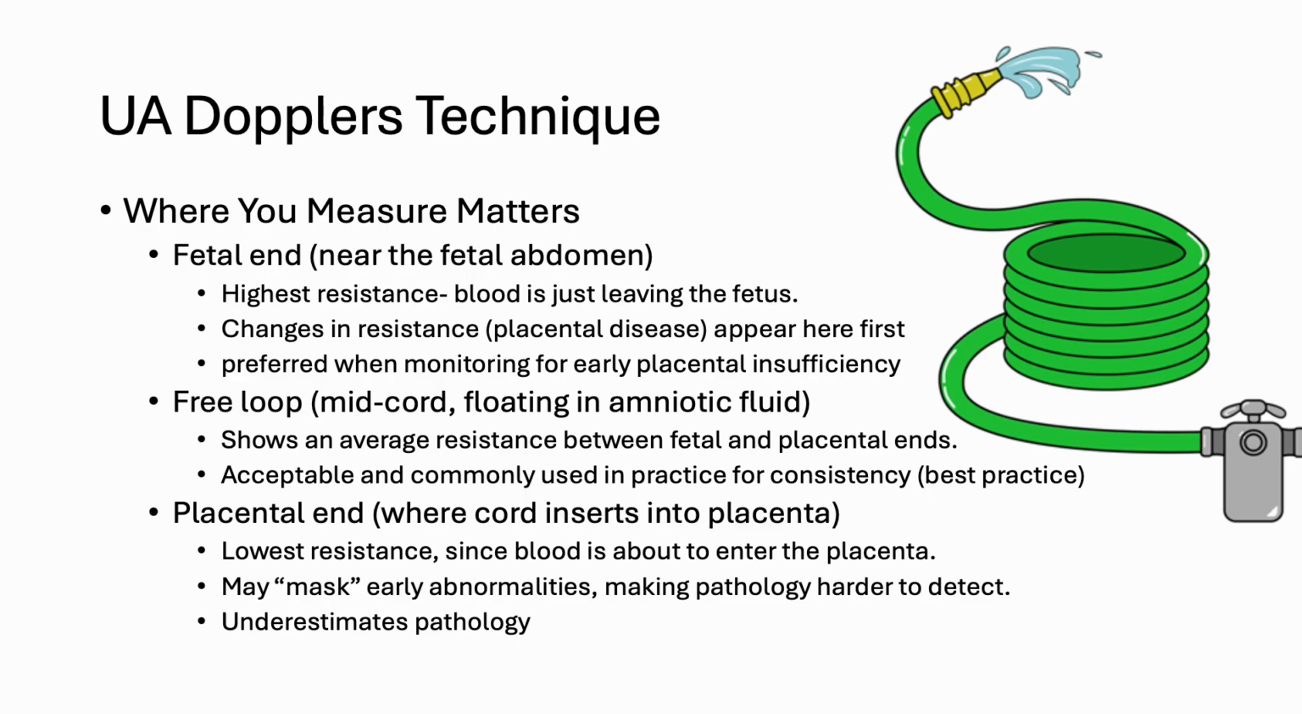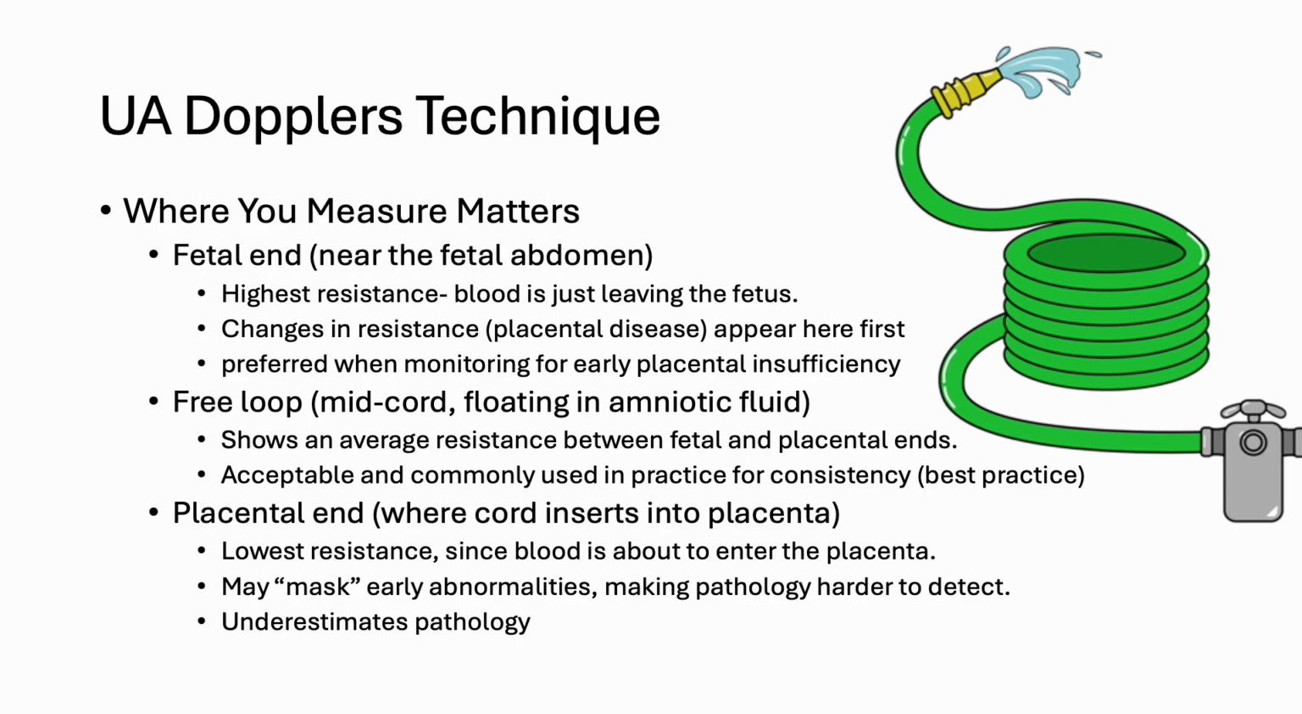But this is not typically where we would monitor the UA Dopplers. Then we have the free loop, or mid-cord, which we would want to find floating in the amniotic fluid. This shows the average resistance between the fetal and placental ends. This is the best practice, the most acceptable and commonly used place for consistency.